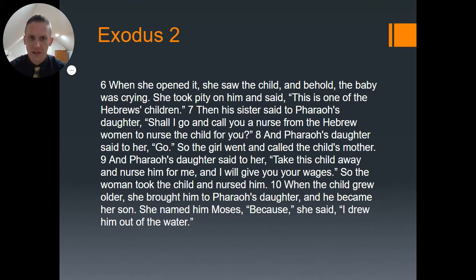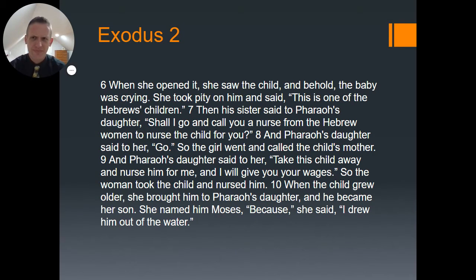So the girl went and called the child's mother, and Pharaoh's daughter said to her, "Take this child away and nurse him for me, and I will give you your wages." So the woman took the child and nursed him, and the child grew. When the child grew older, she brought him to Pharaoh's daughter, and he became her son. And she named him Moses, because she said, "I drew him out of the water."